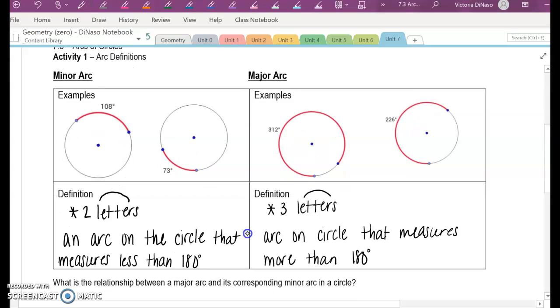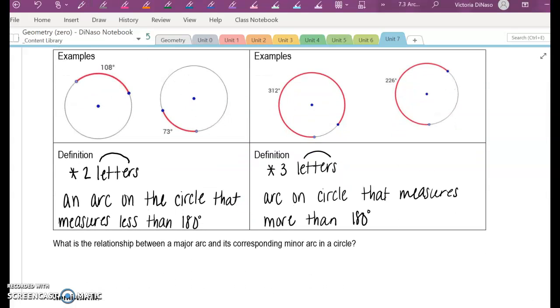Next, we have, what is the relationship between a major arc and its corresponding minor arc of a circle? The relationship is that when you take a minor arc and add it to a major arc, the two of them combine to get you 360 degrees, okay? So they add up to 360 degrees, and 360 degrees is a full circle.